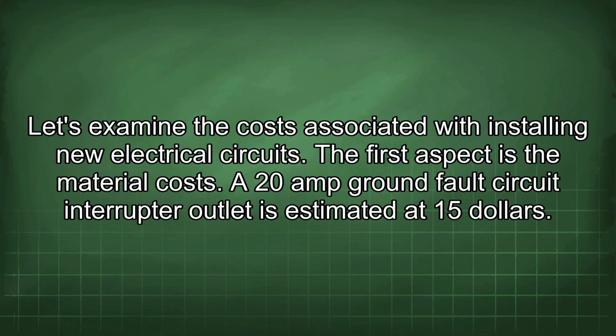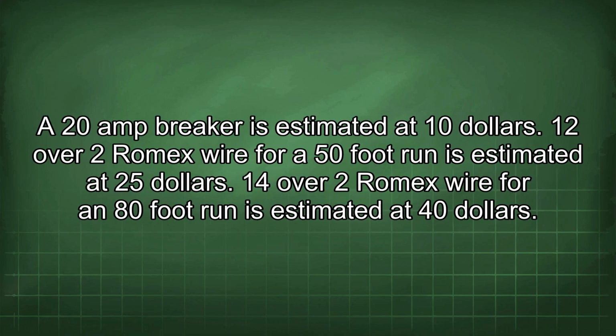Let's examine the costs associated with installing new electrical circuits. The first aspect is the material costs. A 20 amp ground fault circuit interrupter outlet is estimated at $15. A 20 amp breaker is estimated at $10.